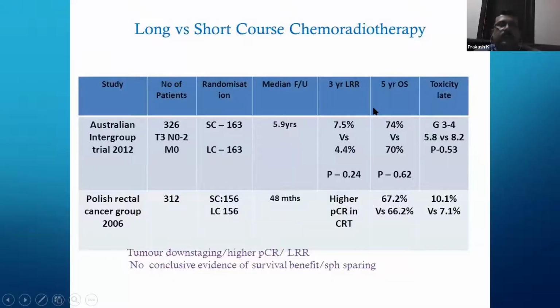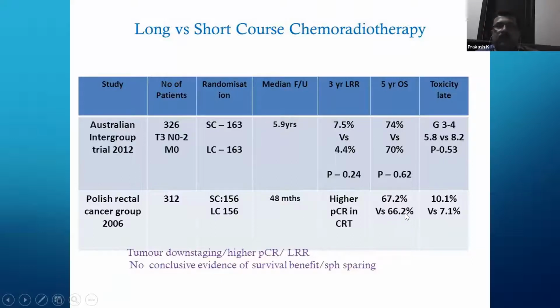And if you want to compare between short course versus long course, there are two major trials which are published. You can see that in the Australian intergroup trial and Polish trial with large number of patients, short course 163 and long course 163, with a good follow-up of close to 6 years. You can see that the local recurrence rate is 7.5 versus 4.4, and the overall survival is not that different. Same results with Polish, comparing short course versus long course.